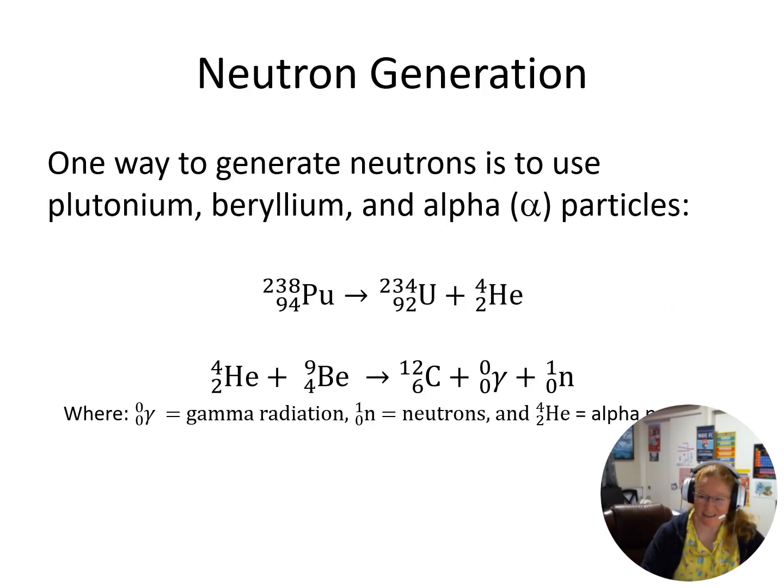And then how do we generate these neutrons to start it? We take plutonium, beryllium, and these alpha particles. Again, an alpha particle is a helium nucleus. This is an alpha particle. Okay. And so we're able to then get our alpha particles, and our alpha particles crashing into beryllium. We get a carbon-12. We release some gamma rays, and we get a neutron that we can start this whole chain reaction with.